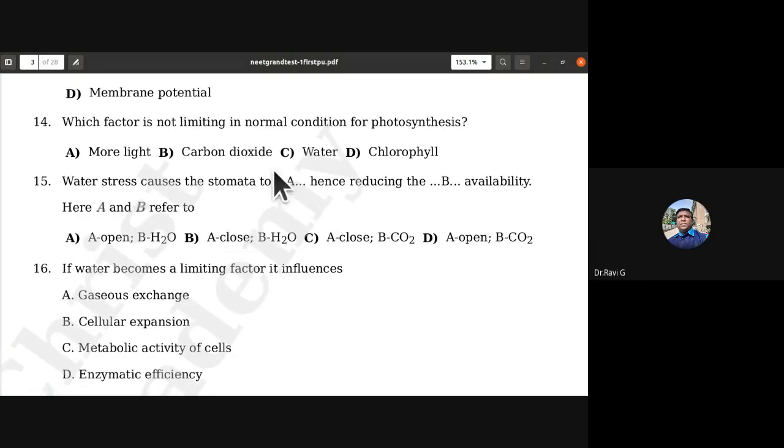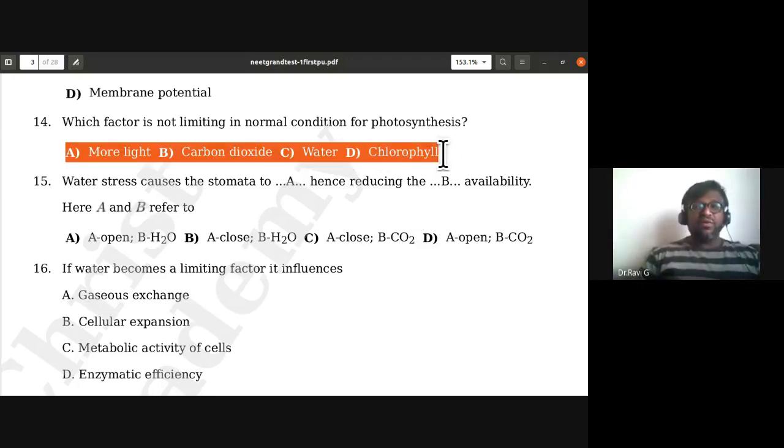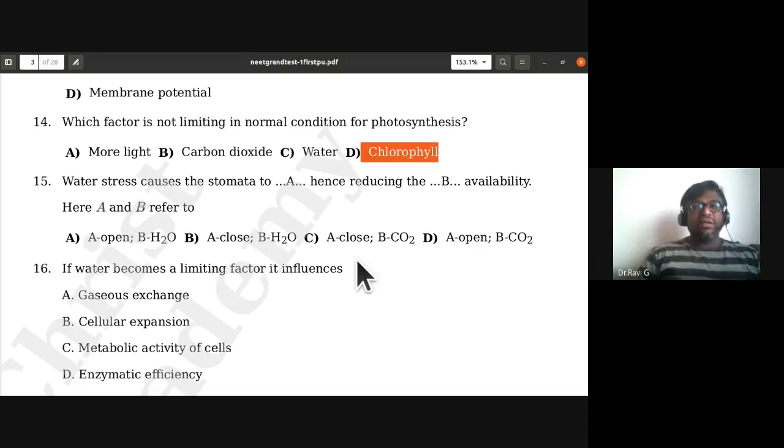So the 14th one: which factor is not limiting in normal condition for photosynthesis? See, light can be a limiting factor. Carbon dioxide can also be a limiting factor. Water can be a limiting factor. But in normal condition for photosynthesis, chlorophyll is not going to be a limiting factor. So D is the answer here. So chlorophyll is not the limiting factor.